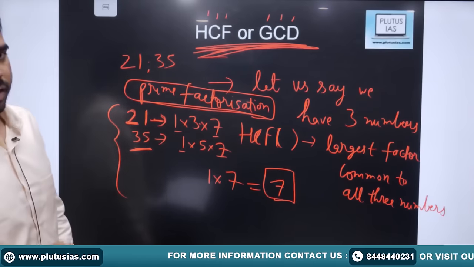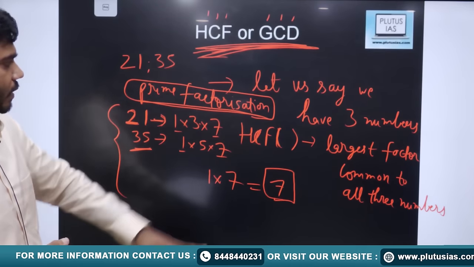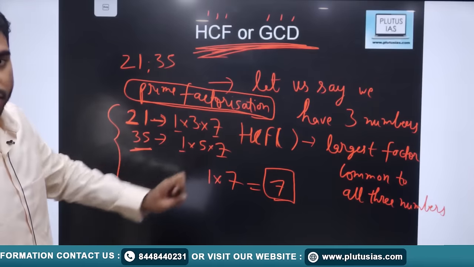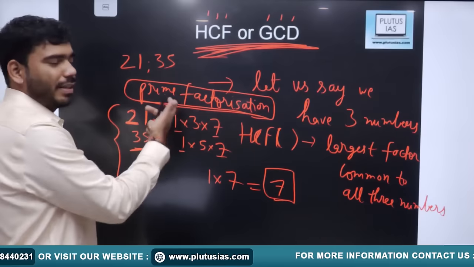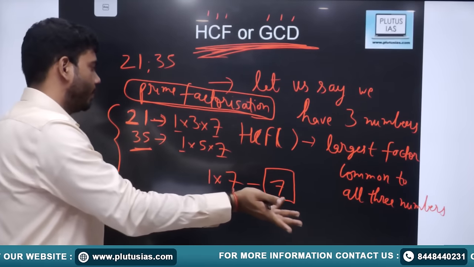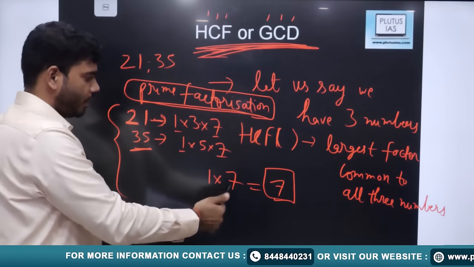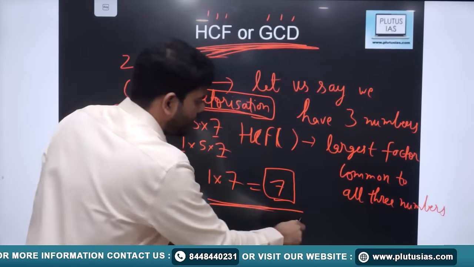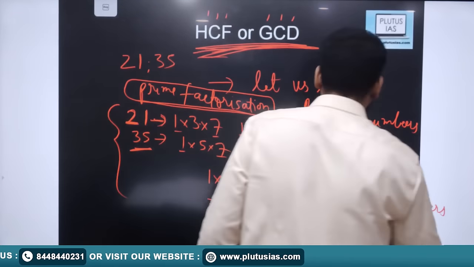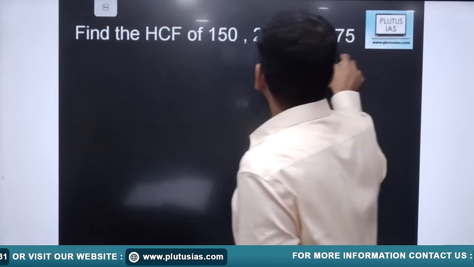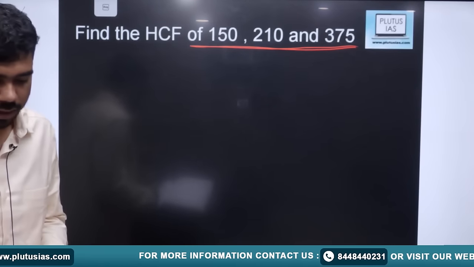Then we consider the factors which are common to both factorizations. In both, we have only factor 7 and 1 common. 1 is not considered, because if you multiply any number by 1, we get the same number. So we have factor 7 common. That's why our HCF is 7 over here. I hope it's clear to everyone. So let us take a slightly more complicated question to enhance our understanding of prime factors.